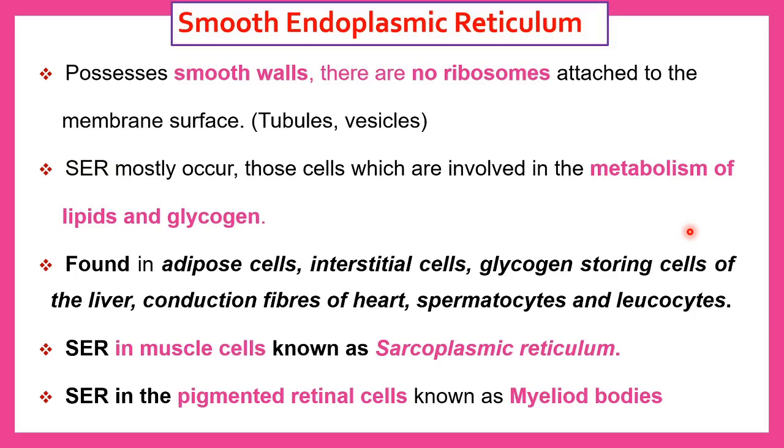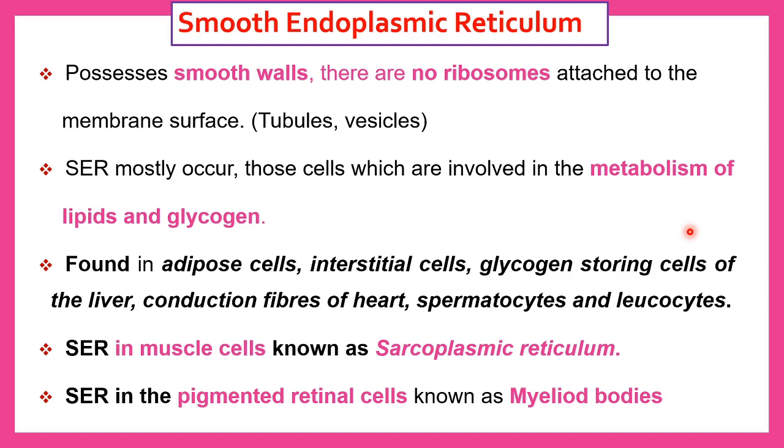Smooth endoplasmic reticulum. Because of the absence of ribosomes, it is often present in the form of tubules and vesicles. It is involved in the synthesis of lipids and glycogen metabolism activities. It is found in adipose cells, interstitial cells, glycogen-storing cells of the liver, conduction fibers of the heart, spermatocytes and leukocytes, where lipid metabolism actively occurs.